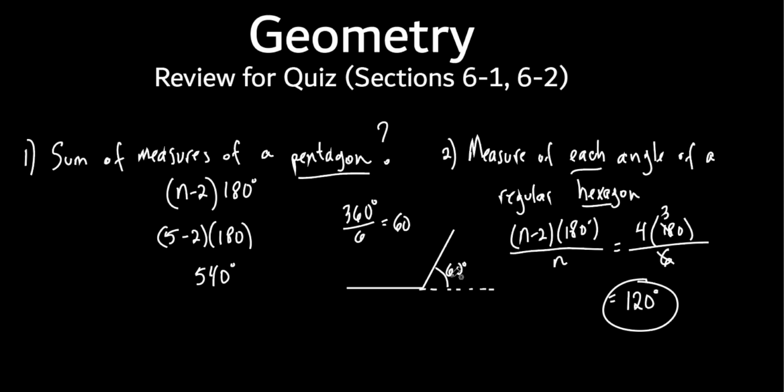So now we know the exterior angle is 60 degrees. How do I find the interior angle? That's right, because it forms a straight line, so they're supplementary. So what's 180 minus 60? It's 120. So this interior is 120 degrees.